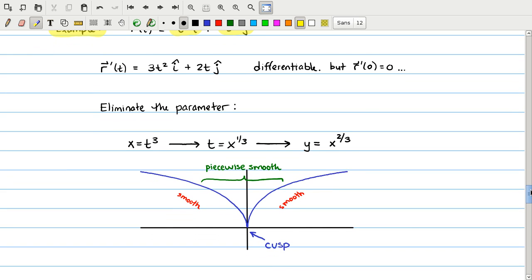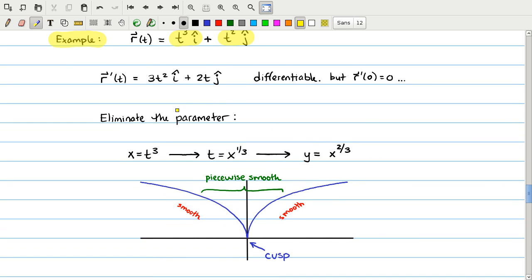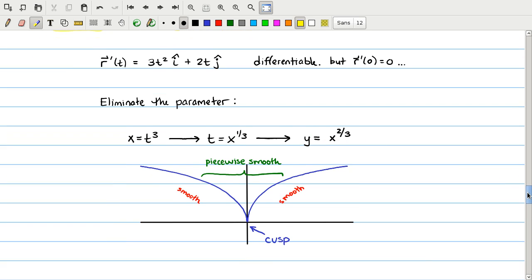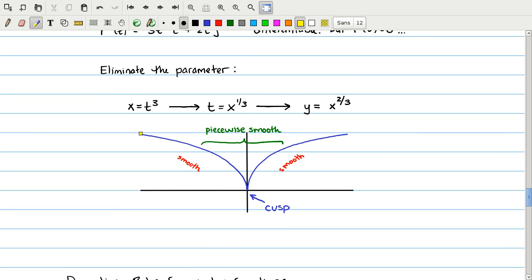If we eliminate the parameter in this parametric representation, we say x equals t cubed from up here, then we could say t equals x to the 1/3, and we could then plug that back into the expression for y and get y equals x to the 2/3. And that function looks like this. It comes in for negative values of x, and then it has a cusp at the origin and goes back off, slowly increasing for positive values of x.